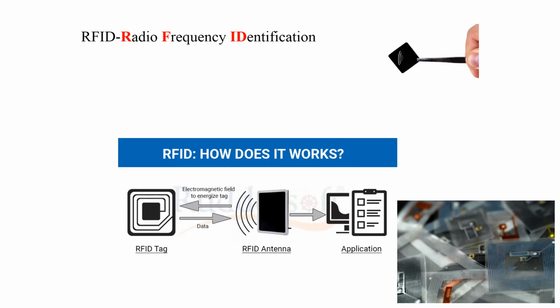RFID transmission is done in three primary frequency ranges: low frequency, high frequency, and ultra high frequency. Low frequency means the general frequency operates in the range of 30 kHz to 300 kHz. The primary frequency operates in the range of 125 kHz to 134 kHz.